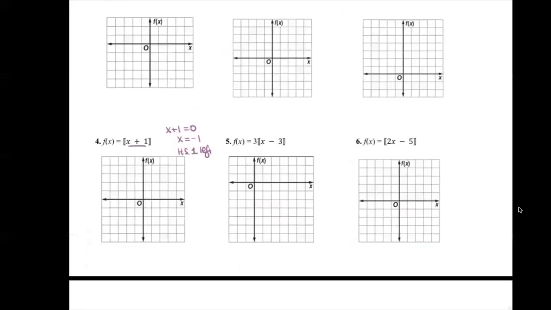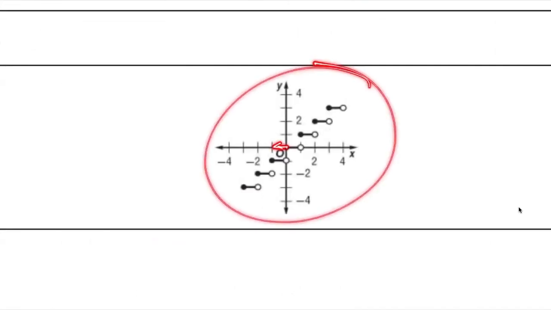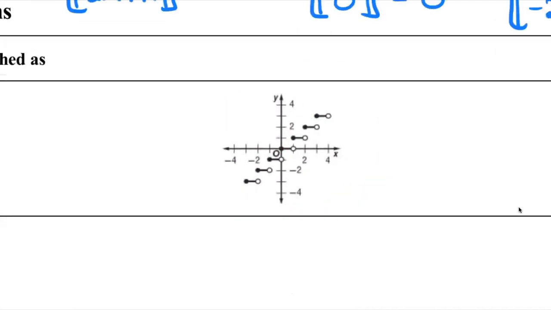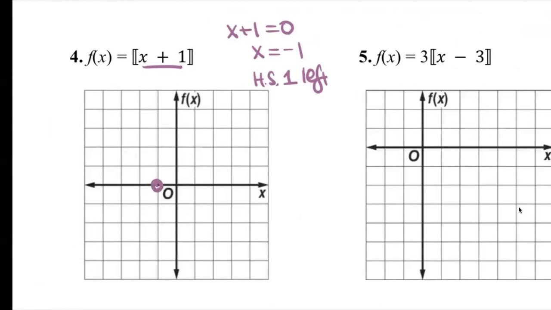All right, so I'm basically going to take my original parent function, this whole thing, and I'm going to shift everything 1 to the left. All right, so that's going to look like this. I usually start with the origin point, and then I just copy everything else around it. All right, so go ahead and just graph all the way to the ends. This just keeps going on forever. Okay, and that is your graph.